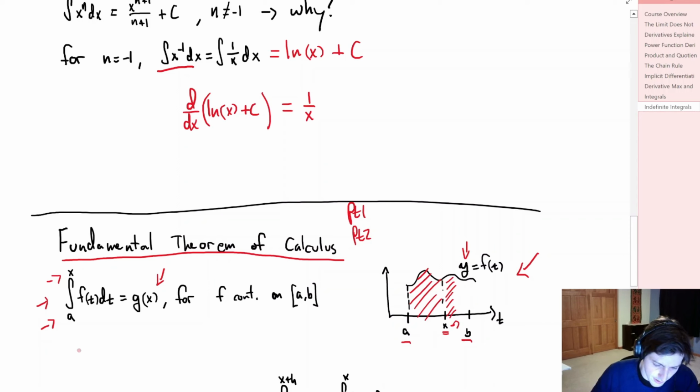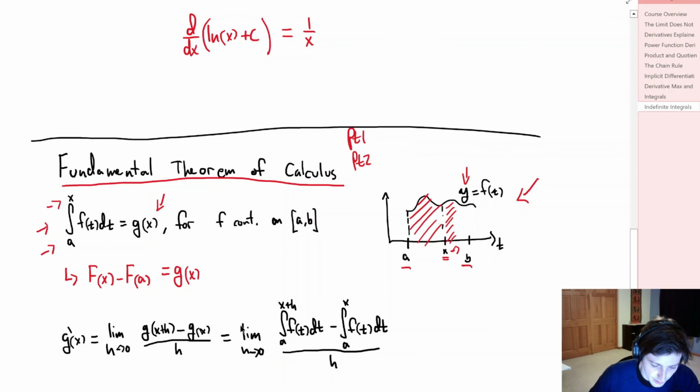In university, I found it useful to evaluate this integral from what we know. So we could also say that this is equal to some capital F function evaluated at x minus that capital F function evaluated at a. But we're going to go another route and look at the derivative of g of x. We can plug in our standard definition for the derivative: g of x plus h minus g of x, divided by h, with the limit as h goes to 0.